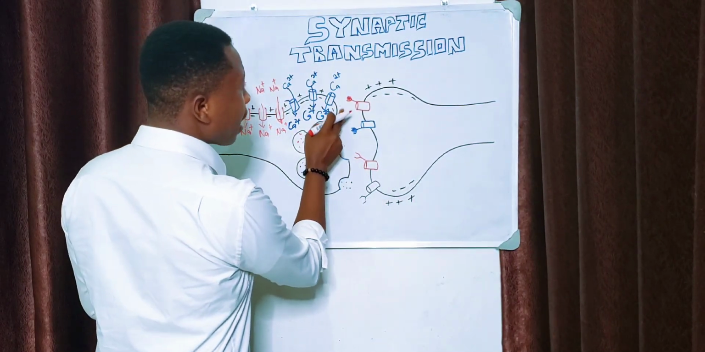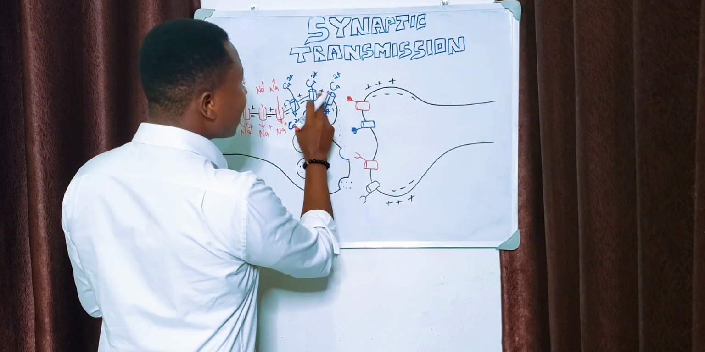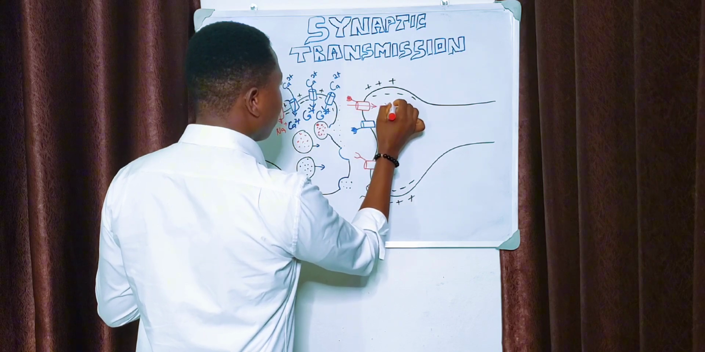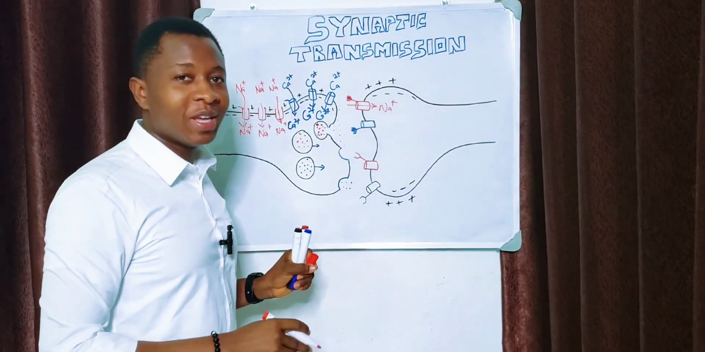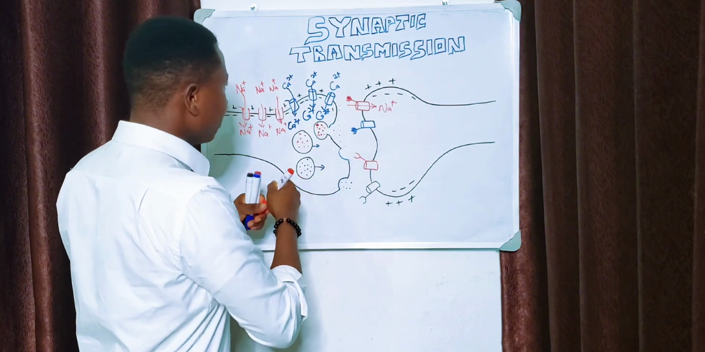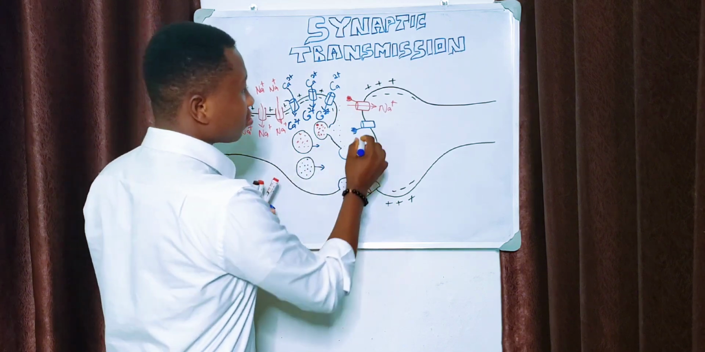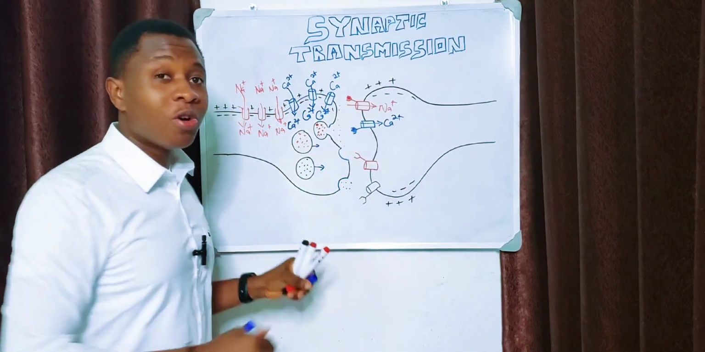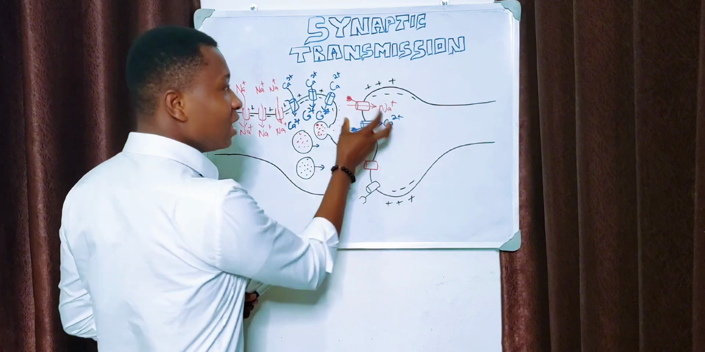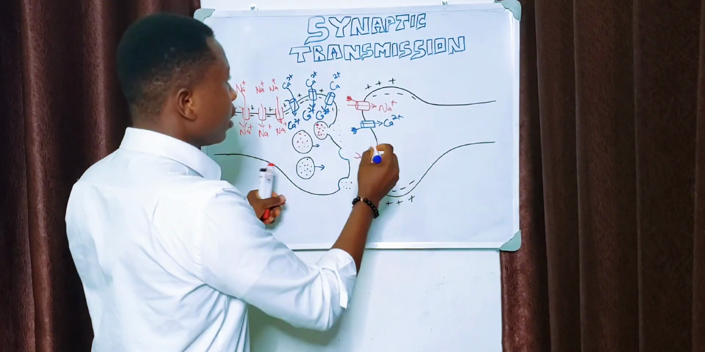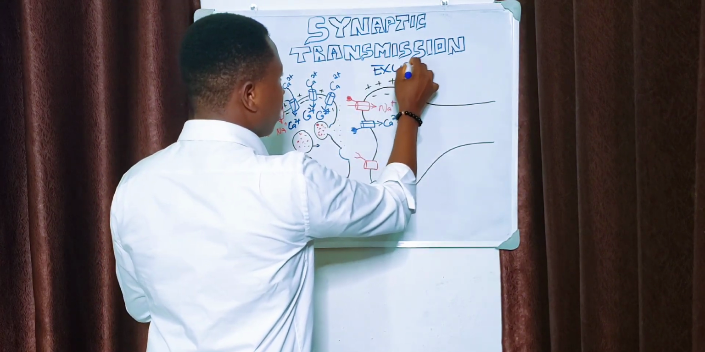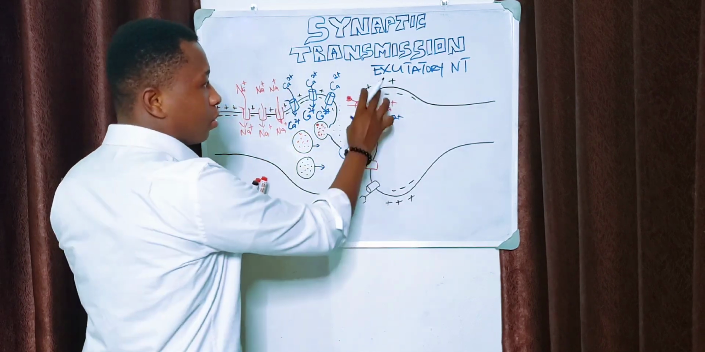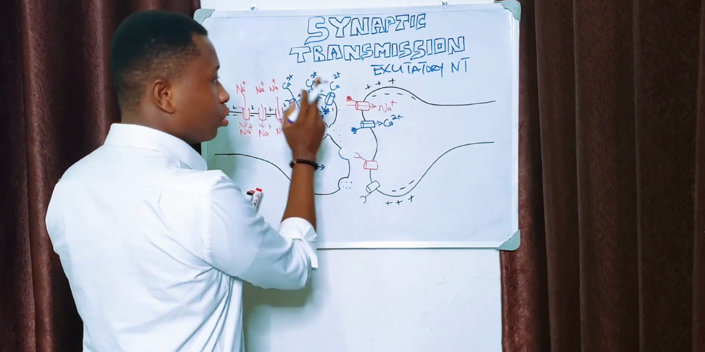So, when this neurotransmitter binds to this receptor, it allows things like sodium into the other cell. The same thing happens here. It allows calcium into the other neuron. Now, this is for excitatory neurotransmitters. All these are excitatory neurotransmitters, the ones that let in sodium and calcium.